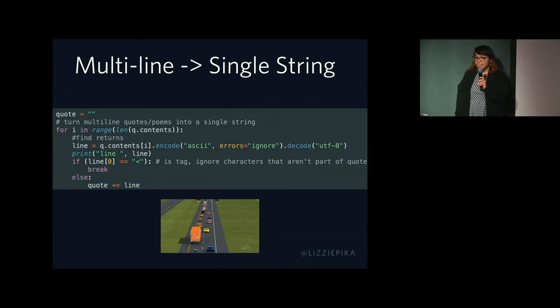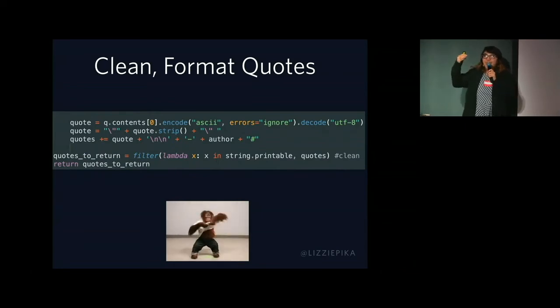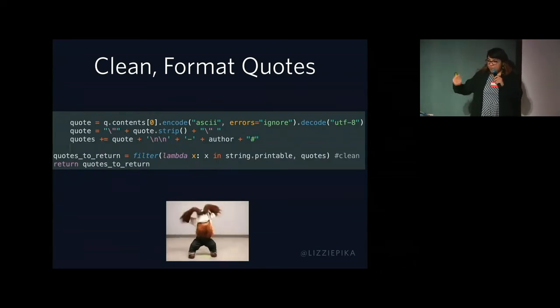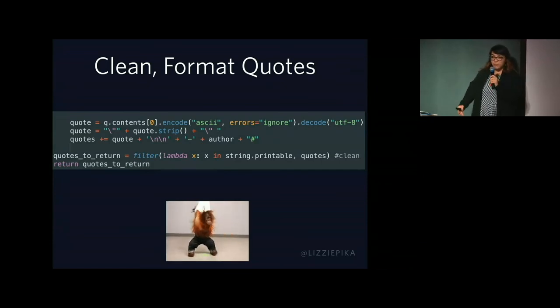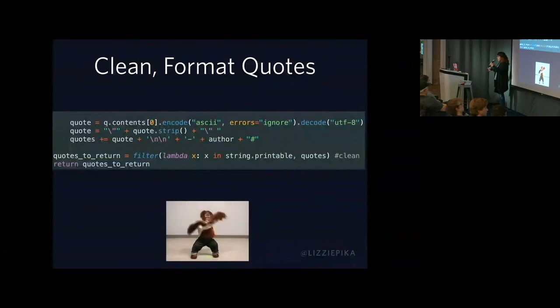Okay. To clean and format each quote, the strip method removes leading and trailing characters, which could mess up our data. We also format the quote along with the author, so it's like quote, new line, dash, author, and then add on a hashtag character to know where to parse the list, so we know where the quote ends. And finally, we filter through all the quotes to find and return them, including characters considered printable, like digits, letters, punctuation, or white space. Okay.